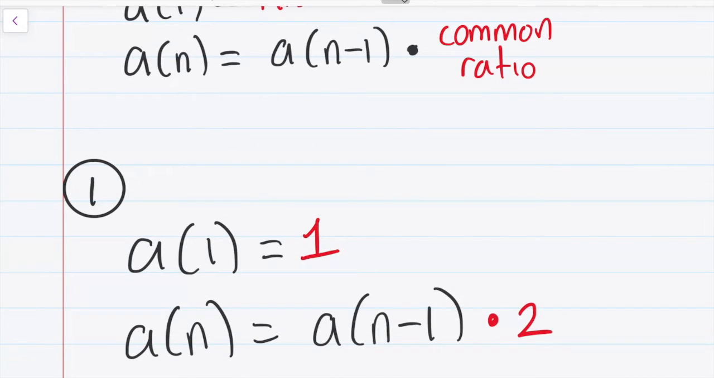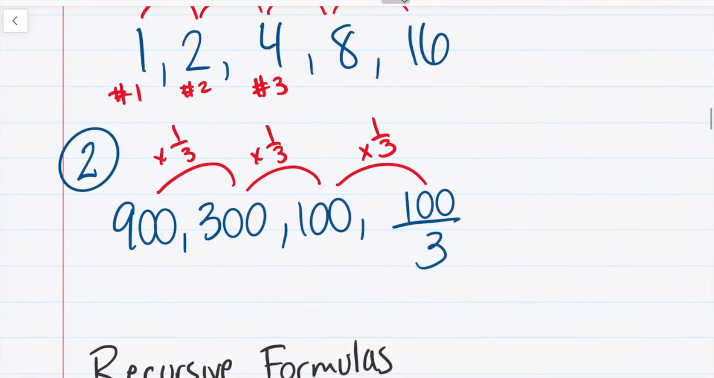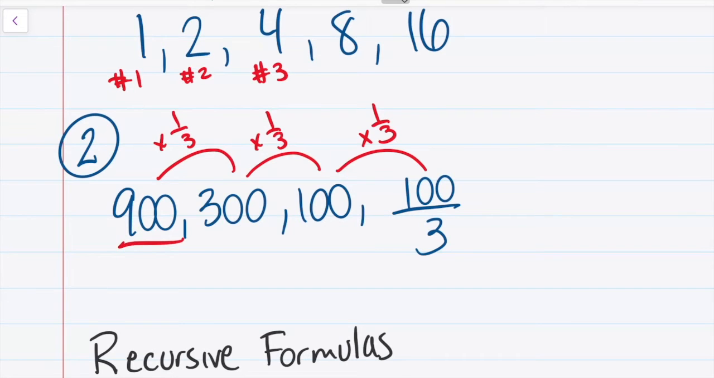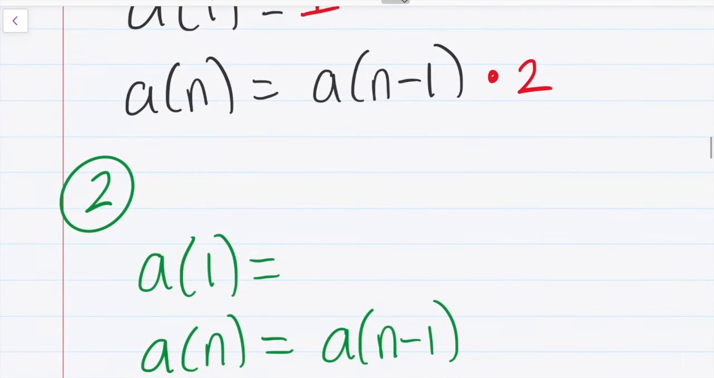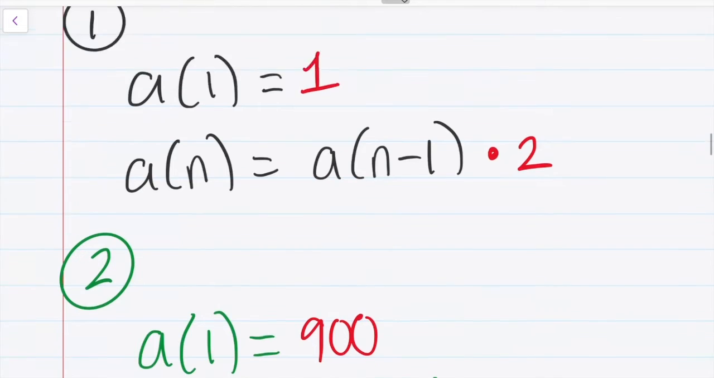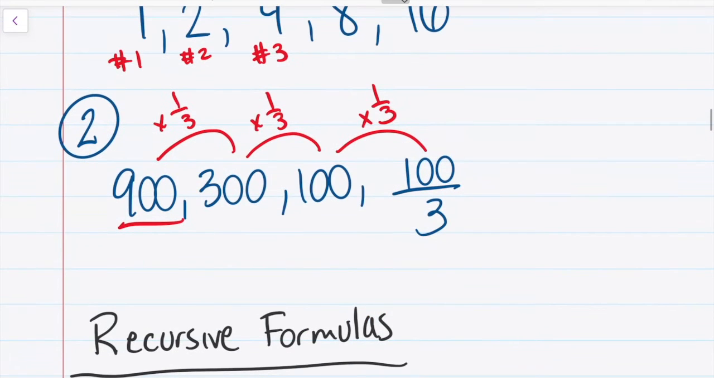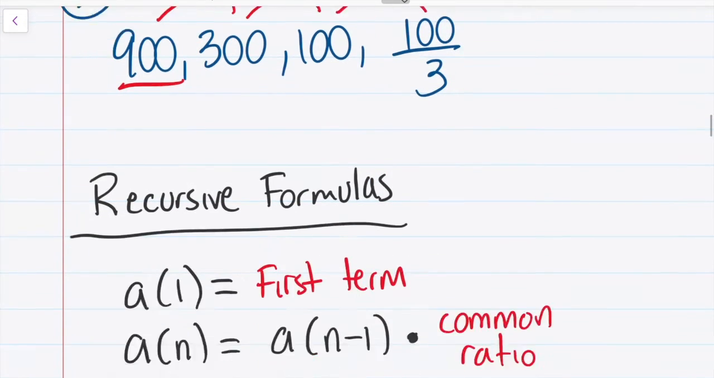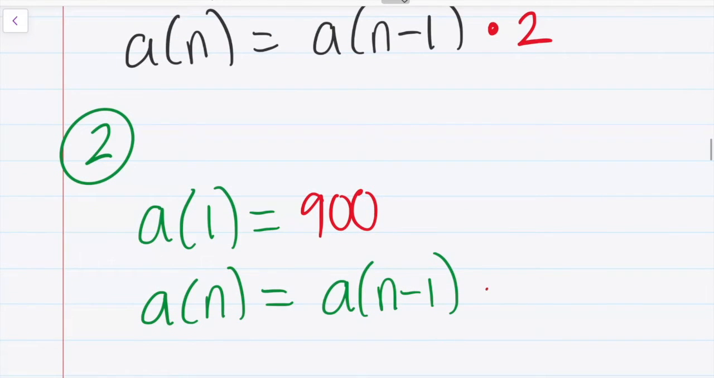It's simple. Now, what about the second example? Well, my first term was 900, right? Term number 1 was 900. And what were you multiplying it by? Same thing over and over. You were multiplying by 1/3. So at the end, you would multiply it by 1/3. And that's it. That's the recursive formula.